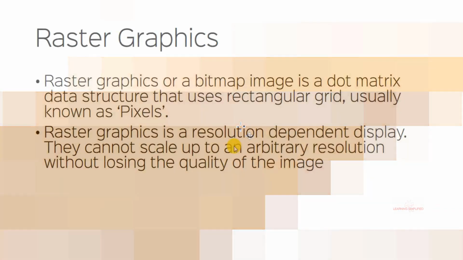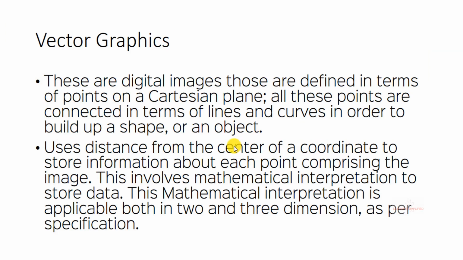But in the case of vector graphics, these are digital images that are defined in terms of points on a Cartesian plane. All these points are connected by lines and curves in order to build up a shape or an object. Now, this is a definite point that we need to look through.